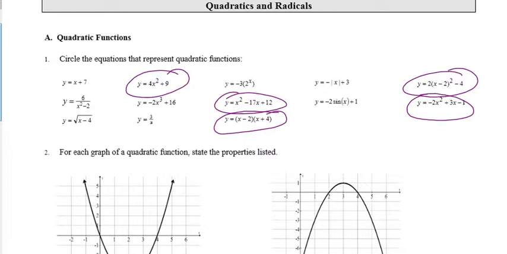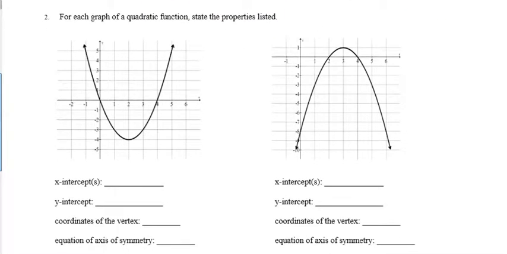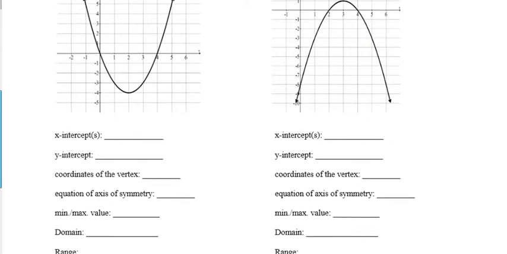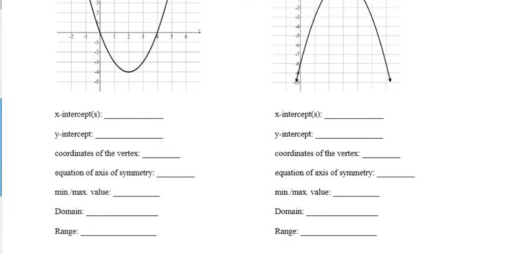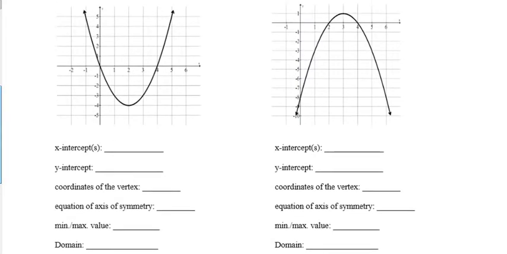Okay, for each graph of a quadratic function, state the properties listed. Right? This is review, right? Whereas we did this in 20. So the properties we're interested in are the x-intercepts, the y-intercept, the coordinates of the vertex, the equation of the axis of symmetry, the minimum or maximum value, the domain, and the range. Okay, so let's... This one here.